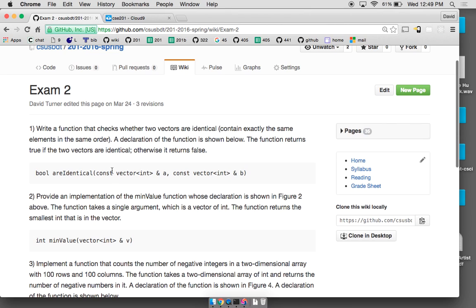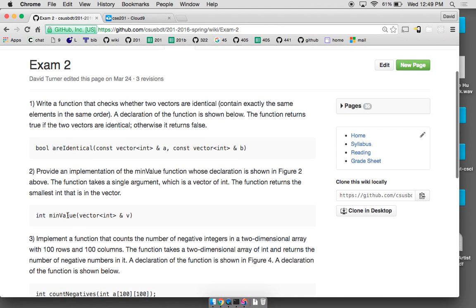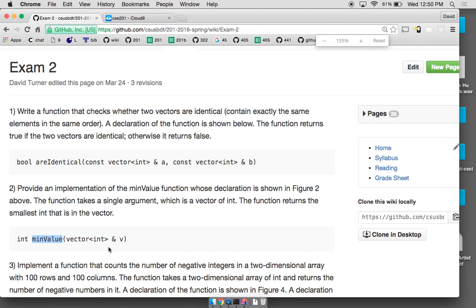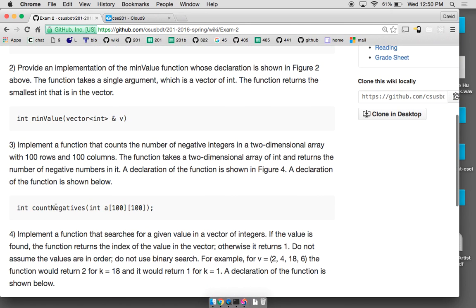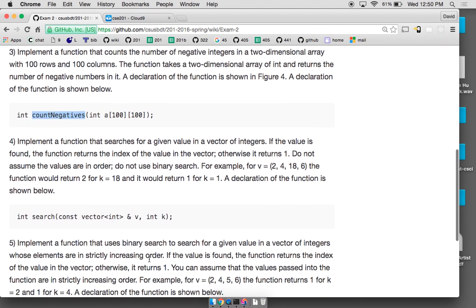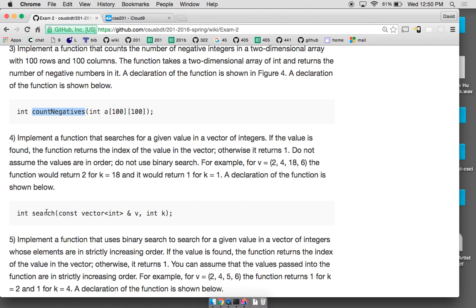And exam 2 looks like this. Just implement this function. Are A and B identical? Return the smallest value in V. Min value. Count negatives. It's a two-dimensional array. How many negative numbers are stored in that array? These are exam problems, okay? Linear search. The numbers are not in order, so you cannot use binary search. Linear search.